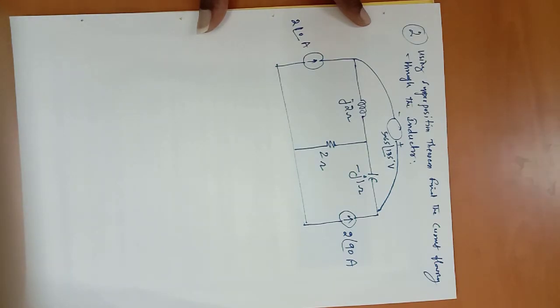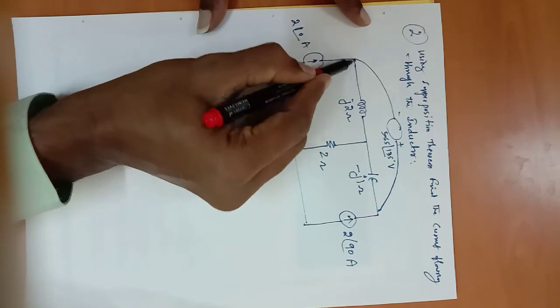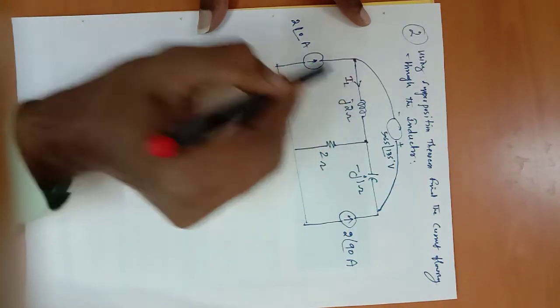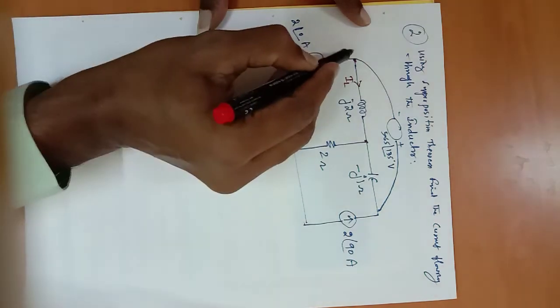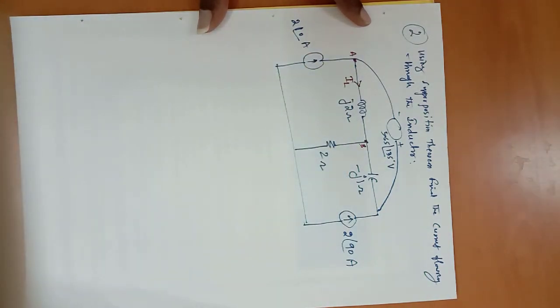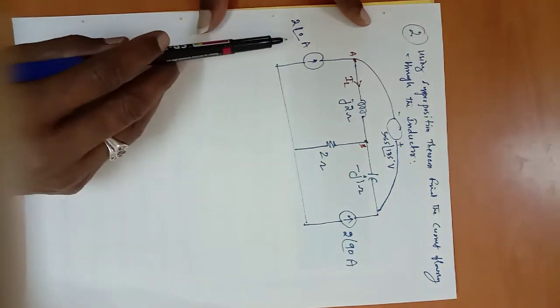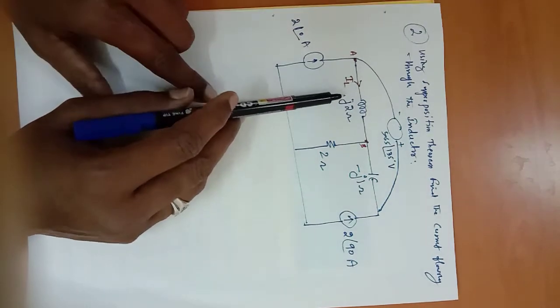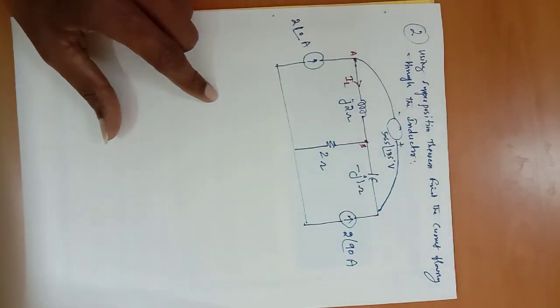Now let us assume the current flows through the inductor in the direction shown here. So let it be like this. I want to find the current IL flowing from A to B. Now let us solve one by one. Let us consider first this current source. Find the current through the inductor. Let that current be I dash.